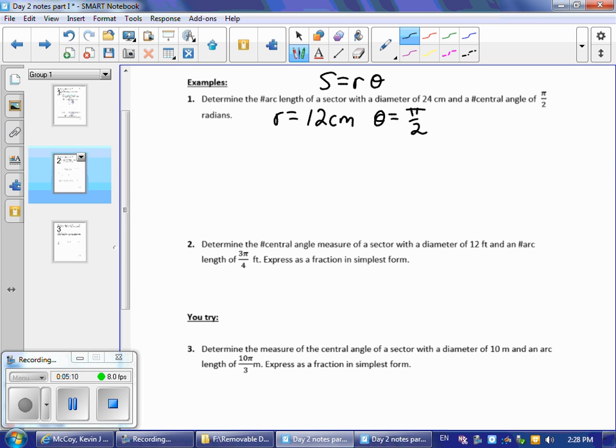Again, with the exception of probably the last two problems on here, this is all non-calculator stuff. If you have your calculators out, put them away. You need to start practicing now.